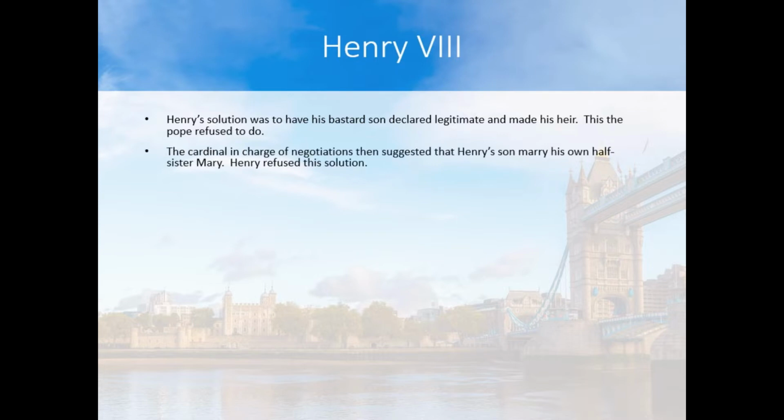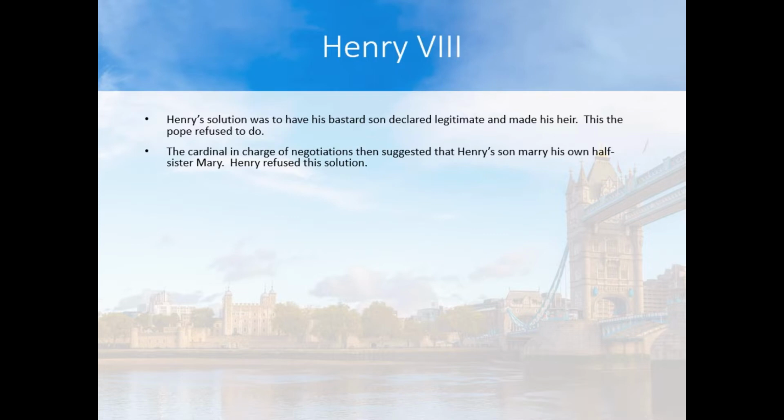The cardinal in charge of negotiations then suggested that Henry's son marry his own half-sister Mary. Well, there's a great idea. Oh my goodness, this is crazy. Let's get Henry's illegitimate son to hook up with his legitimate daughter, and that brings legitimacy to the whole thing. Yeah, that's a great idea. A son marries his half-sister.